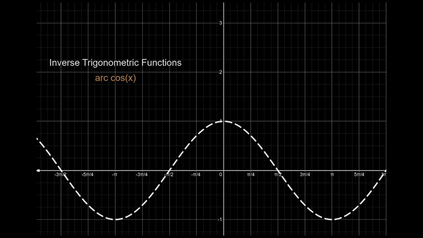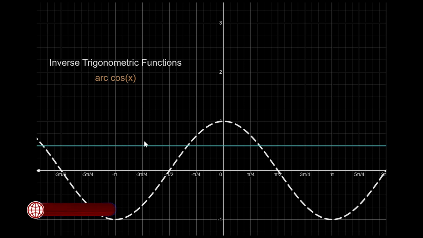In this video, we'll discuss arc cosine x, the inverse of the cosine function. As you can see, we have drawn the cosine function wave, which has a maximum at x equals 0 and a minimum at x equals pi, maximum being 1, minimum being 0. However, the wave is periodic and therefore it fails the horizontal line test.